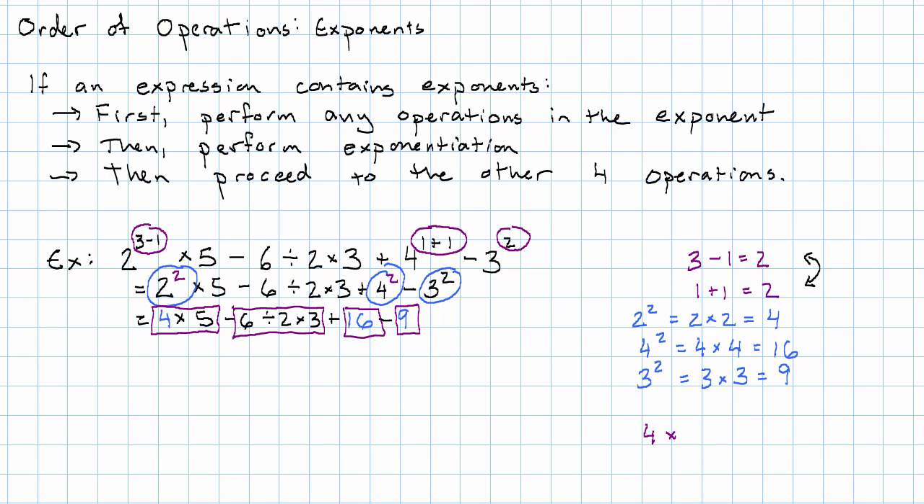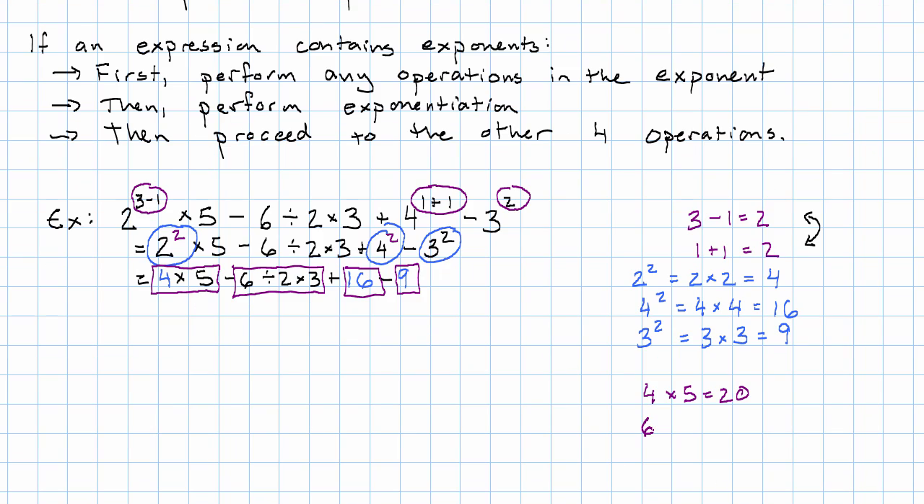But 4 times 5, that's 20. 6 divided by 2 times 3. Going from left to right, I'll do 6 divided by 2 first. So I have 3 times 3, which is 9. So now I have, skipping a line because my numbers are getting a little piled up, 20 minus 9 plus 16 and another minus 9.